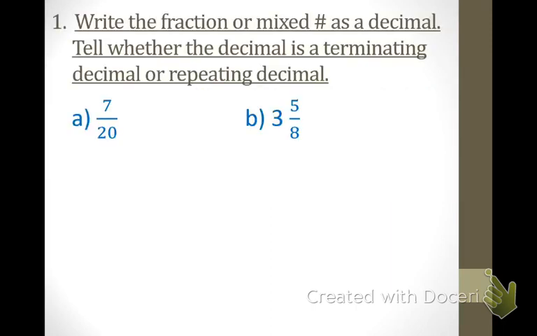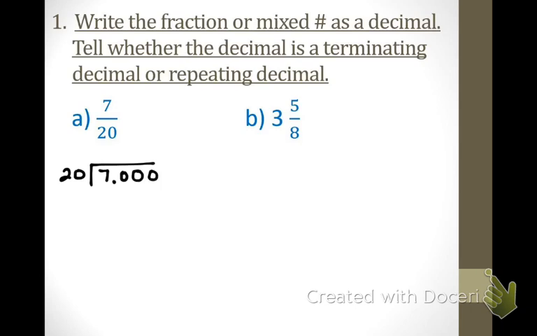Right. Number 1 says, write the fraction or mixed number as a decimal and tell whether the decimal is a terminating decimal or a repeating decimal. The first one says 7/20ths. Anytime you see a fraction bar, what sign does that mean? Division, okay? So I'm going to write the 7 divided by 20. All right, can a 20 fit into a 7? No, it can't. So who can tell me what I need to do? Add a decimal and zeros. Okay, we're going to actually add 3 zeros just in case. You don't always need all 3, and sometimes you might need more.